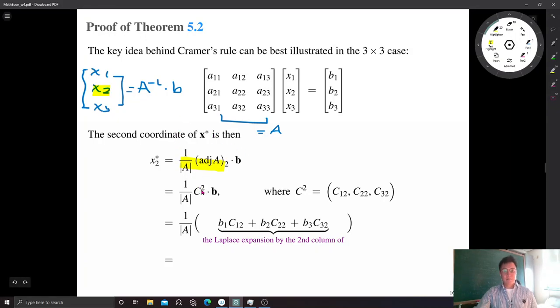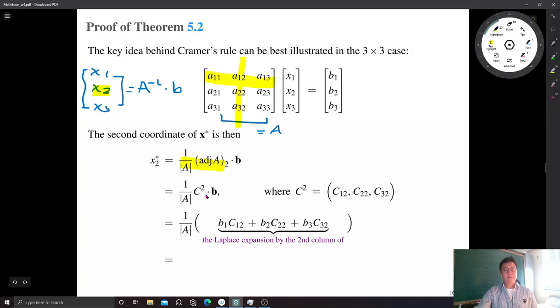Because of this transposition, the second row of the adjoint matrix A is going to be the second column of the cofactor matrix, right? So the C super 2, the second column of the cofactor matrix, has 3 entries: C sub 1,2, the cofactor after eliminating the first row and second column; C sub 2,2, eliminating the second row and second column; and C sub 3,2.